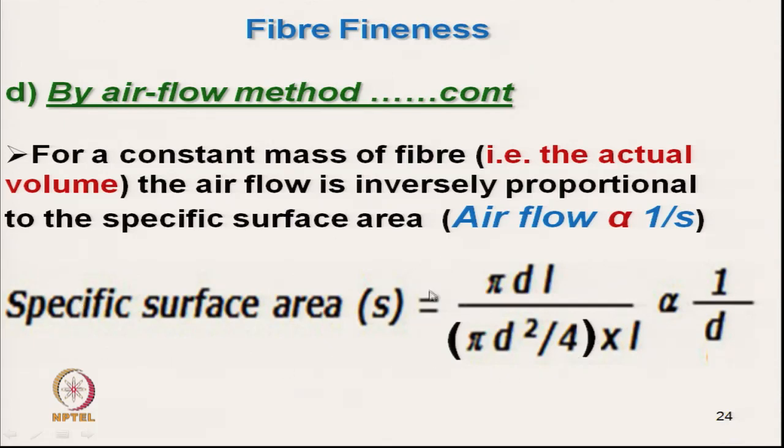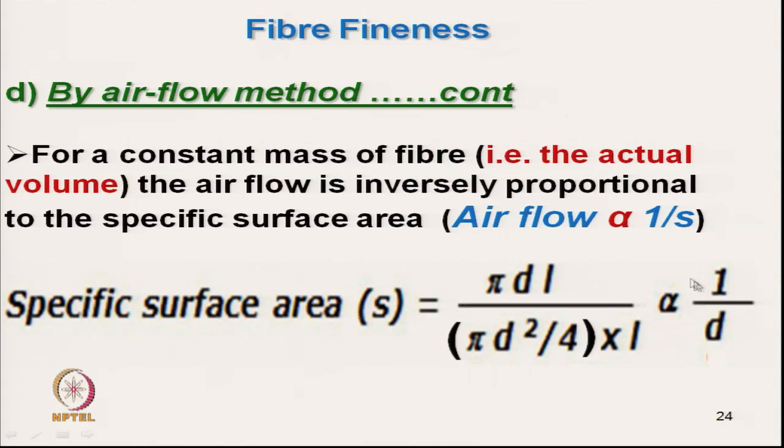It is the total surface area, considering the fiber is a circular one for calculation purpose. So, that is the total surface area, that is pi d, the perimeter of the fiber, multiplied by L, the total length of the fiber. This is divided by the total volume, pi d square by 4 multiplied by L. So, this is the total volume of fiber. That means it is inversely proportional to the diameter of fiber.